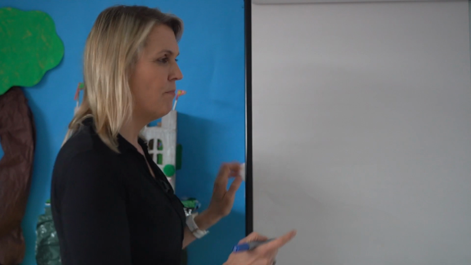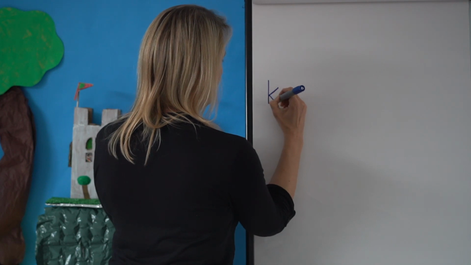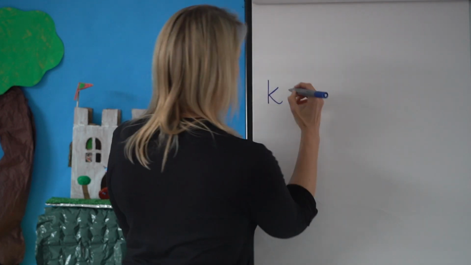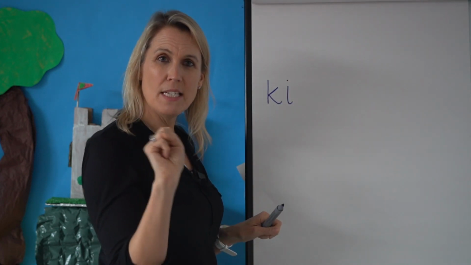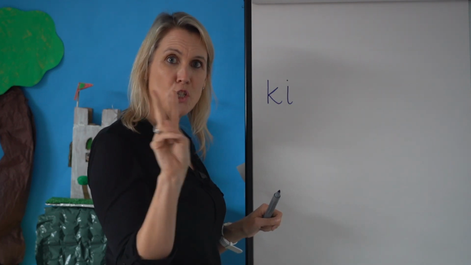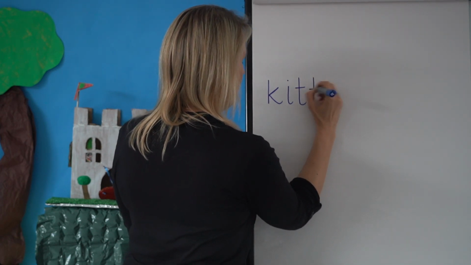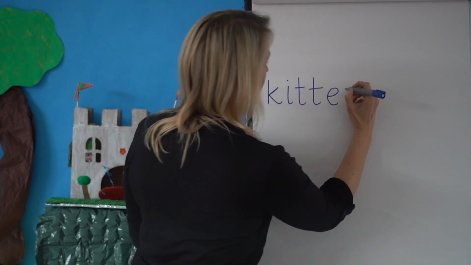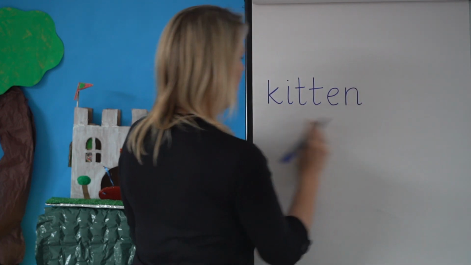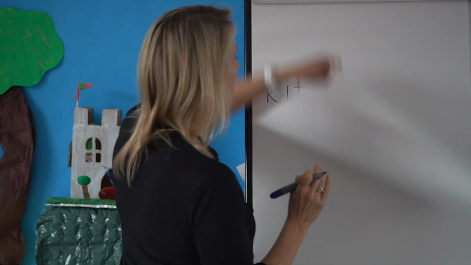Watch me write kitten. I need five sounds. Kitten. T is a digraph. Two letters, one sound. So I need to write two letters. E. M. K. I. T. E. N. Kitten. Okay, let's hide it.